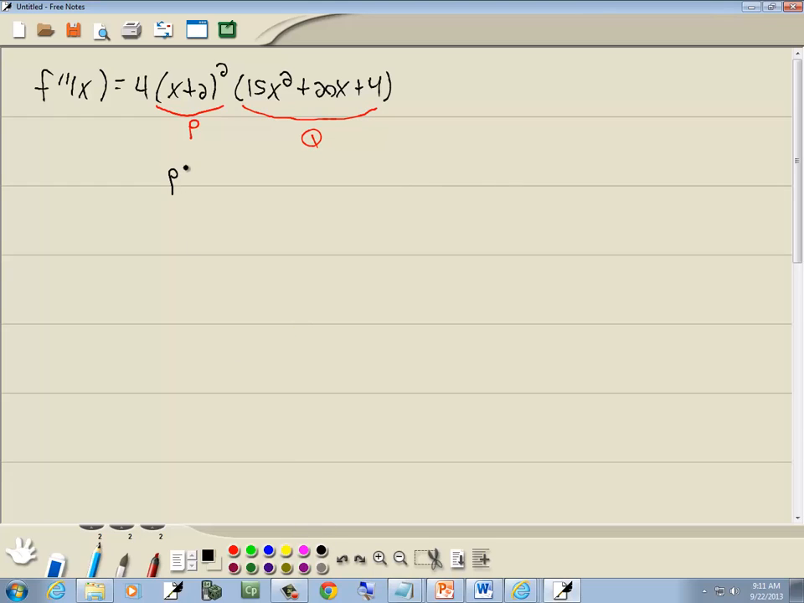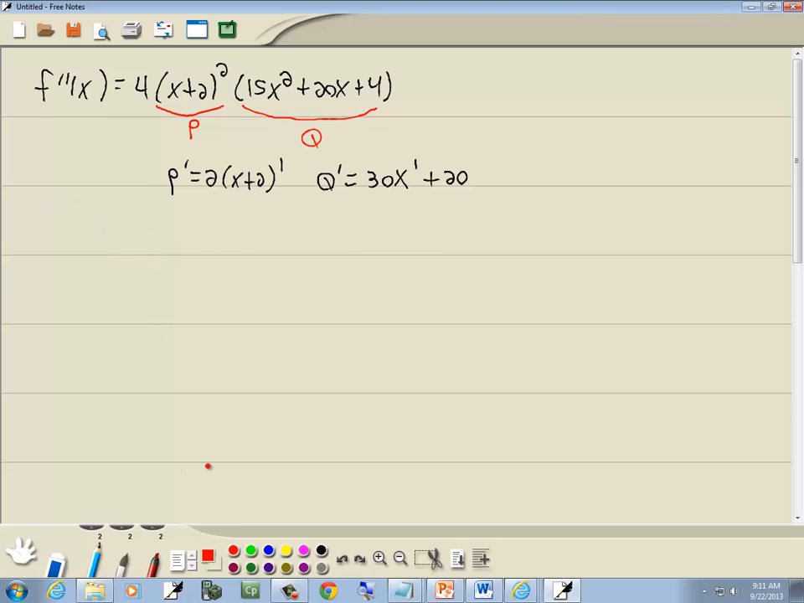We need P prime. Parentheses to a power, take your power, put it out in front. What's inside the parentheses remains as is, lower your power by 1, times the derivative of what's inside the parentheses, but the derivative of x plus 2 is 1. We've seen that before, so I won't write it down again. Q prime. The derivative of that, 15 stays out in front, x squared, take your 2, put it out in front. 15 times 2 is 30, x to the first, plus 20x becomes 20, and the 4 disappears.